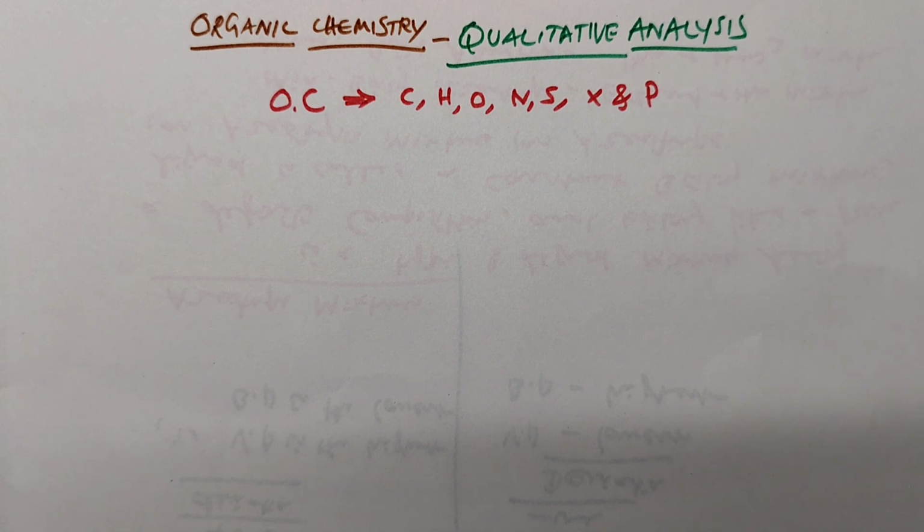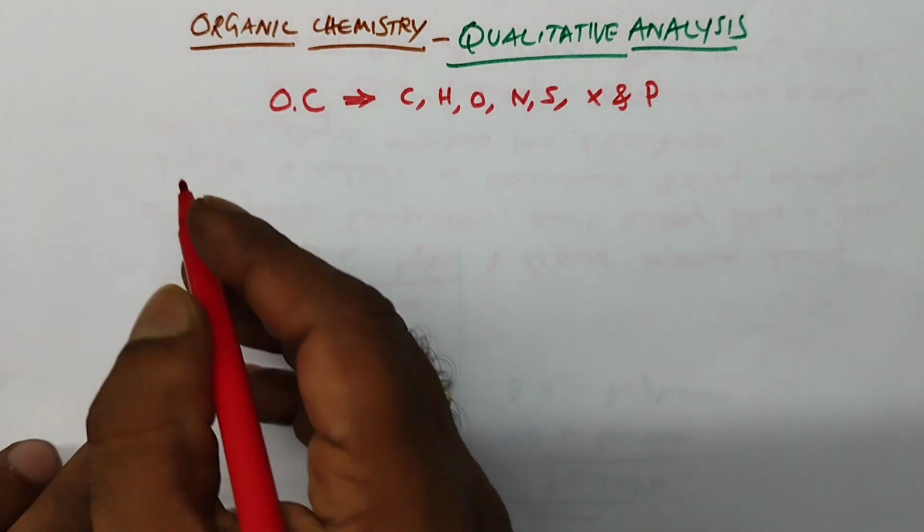Today we are going to see qualitative analysis. In the last video we already discussed the organic compounds and how to detect them. The elements present in the organic compound are carbon, hydrogen and nitrogen only. In this video we are going to discuss the detection of nitrogen and sulfur present together in the organic compound.